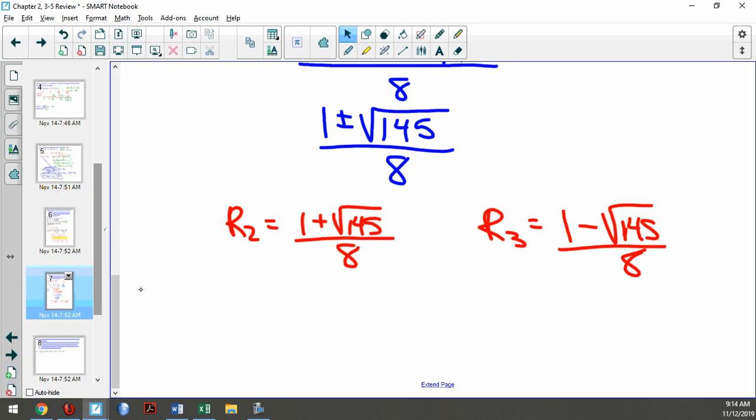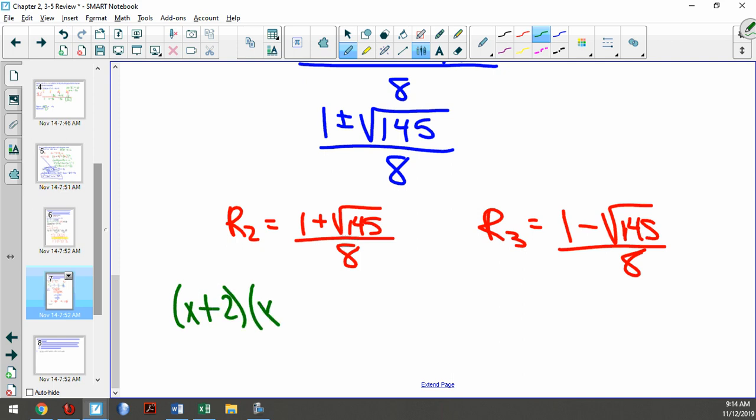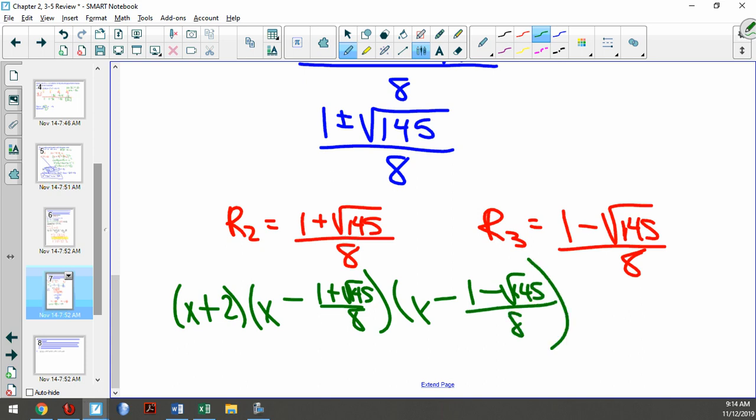So now I want to put this in my factored form. That's going to be x plus 2 times x minus the quantity 1 plus the square root of 145 over 8, and x minus the quantity 1 minus the square root of 145 over 8. Do we all understand that that's in its most factored form? Yes?